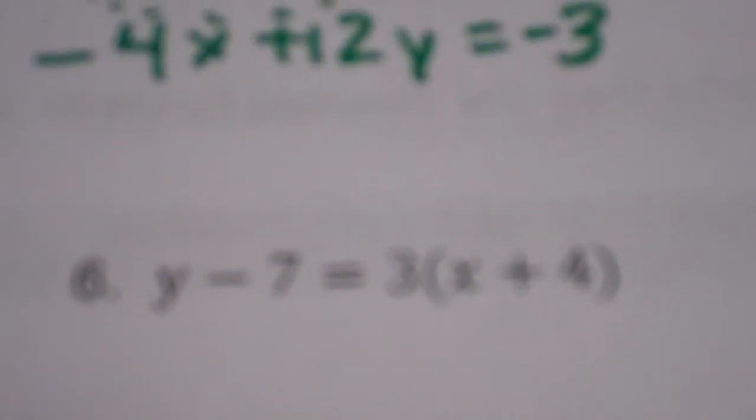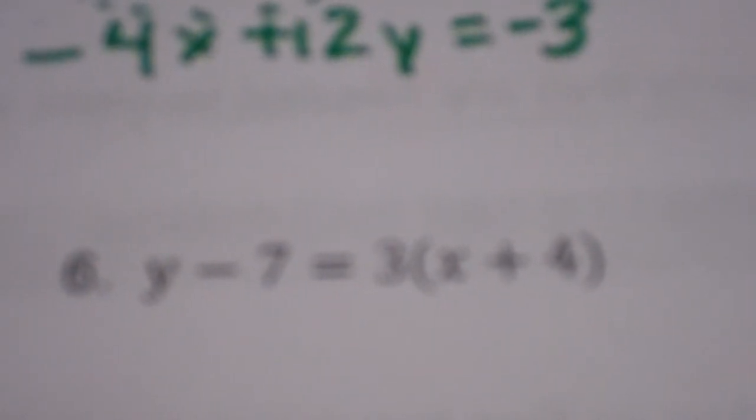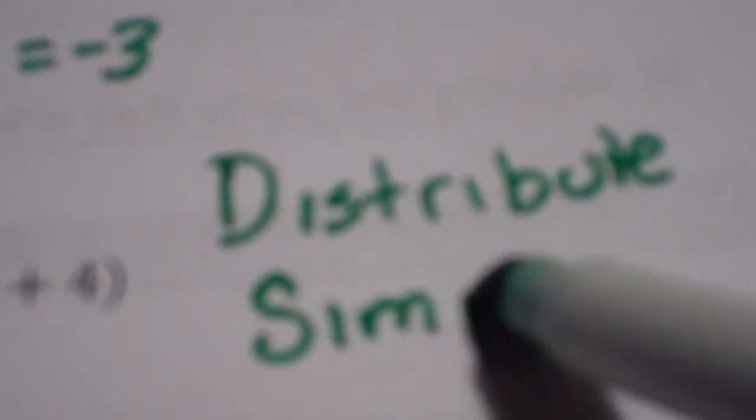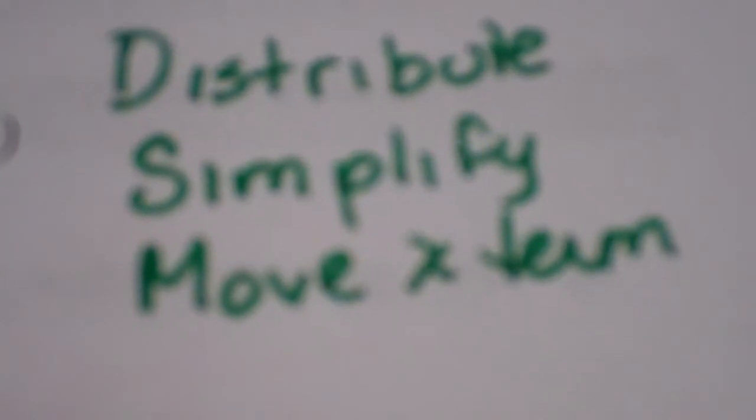Okay, now, this next one, oh, this is in point slope form. We're going to have to use the other 2 steps that we didn't use above. Let me fill them in down here. First step, distribute. Next step, simplify. Then move the x term over. Okay, this is what I mean.